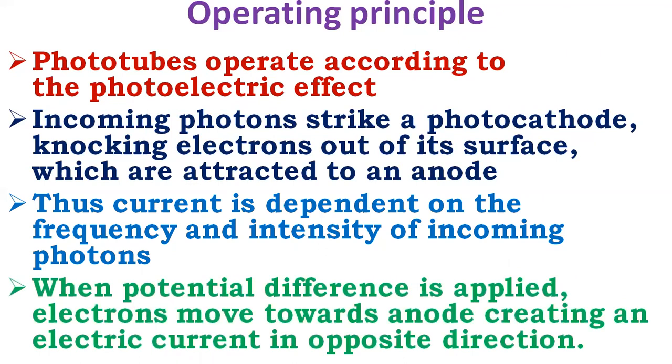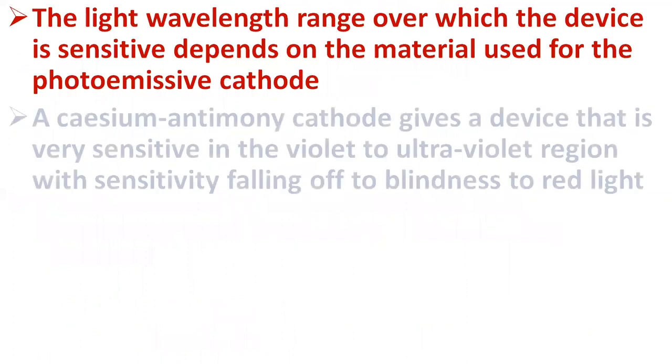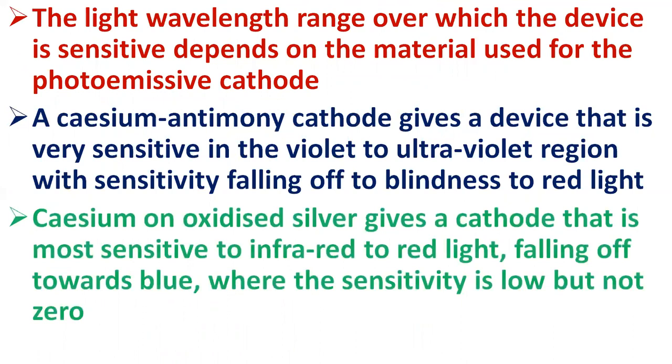The light wavelength range over which this device is sensitive depends on the material used for the photoemissive cathode. A cesium antimony cathode gives a device that is very sensitive in the violet to ultraviolet region, with sensitivity falling off to blindness to red light. Cesium on oxidized silver gives a cathode that is most sensitive to infrared to red light, falling off towards blue, where the sensitivity is low but not zero.